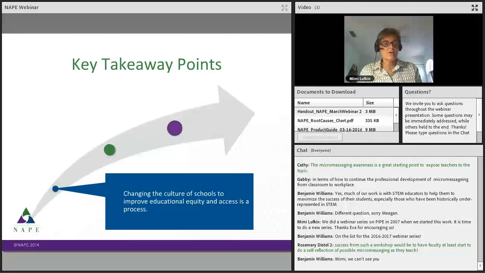So a couple of key takeaway points I wanted to bring to everybody's thinking as we step away from this and move on to the rest of our daily work. The first thing is that changing the culture of schools to improve educational equity and access is a process. And that's why our philosophy has always been about trying to build capacity of educators to utilize a process, and in this case it's the program improvement process for equity, to really study and understand the barriers that are going on.